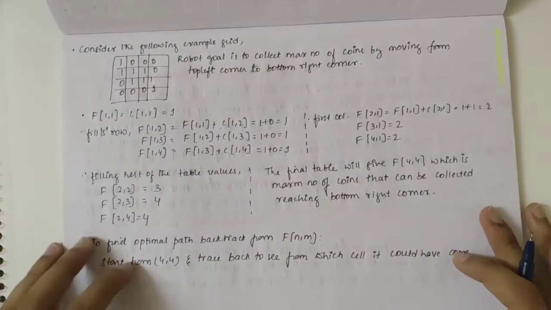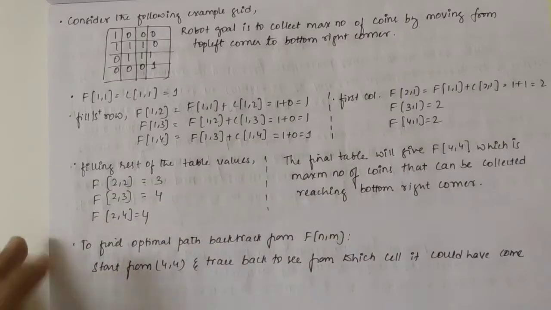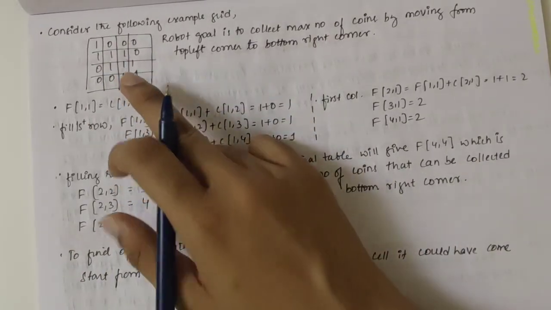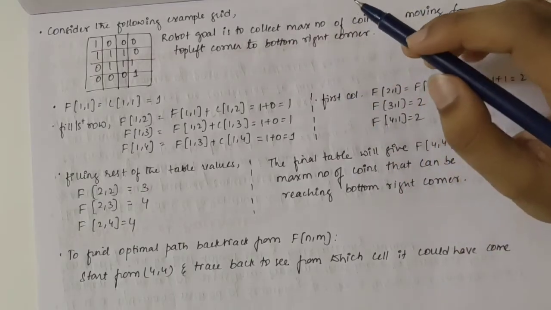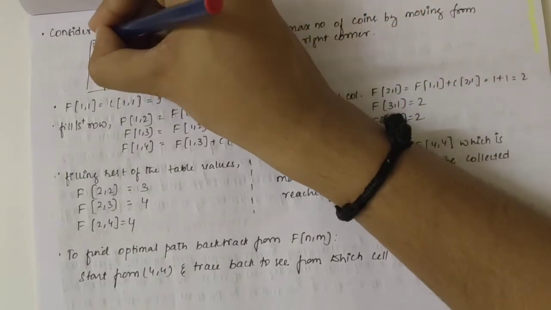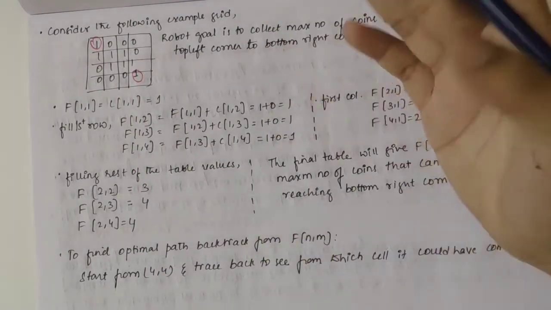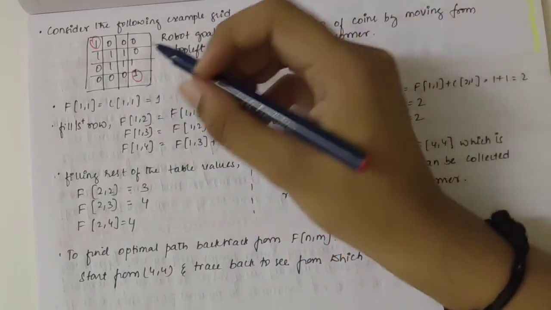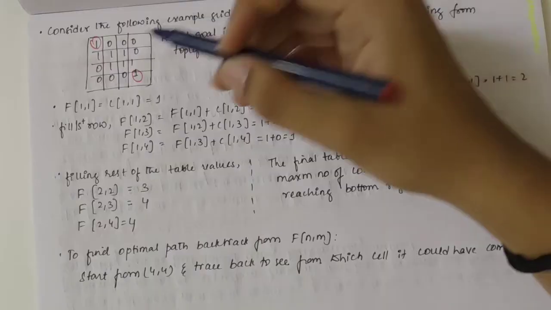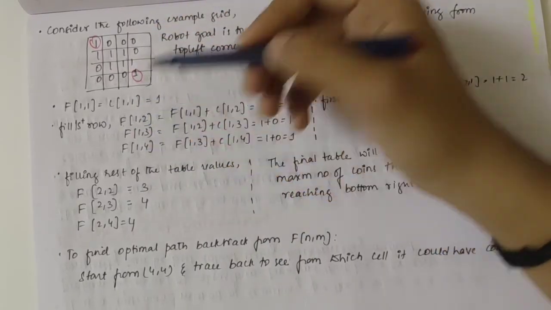Let's look into an example. Consider the following example grid. So this is the example. We have the grid present here. The robot's goal is to collect the maximum number of coins by moving from top left to bottom right. It has to start from here and move here. Okay. So initially we take f of 1 comma 1 as 1, since c of 1 comma 1 is 1, and we store it in the f table. 1 is stored.